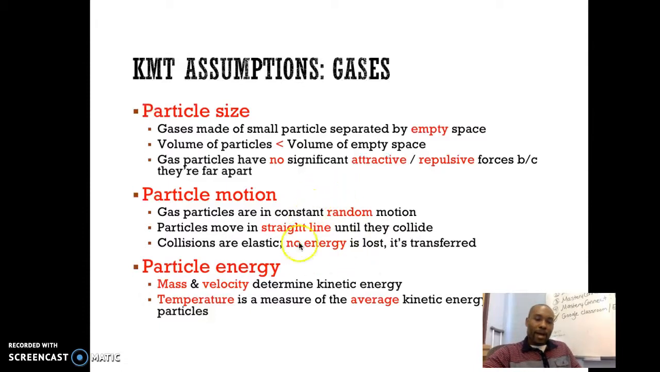Also, the mass and the velocity is what determines the kinetic energy. So how massive something is and how fast it's moving tells you its kinetic energy. And also, just as a reminder, temperature is measuring the average kinetic energy of the particles.